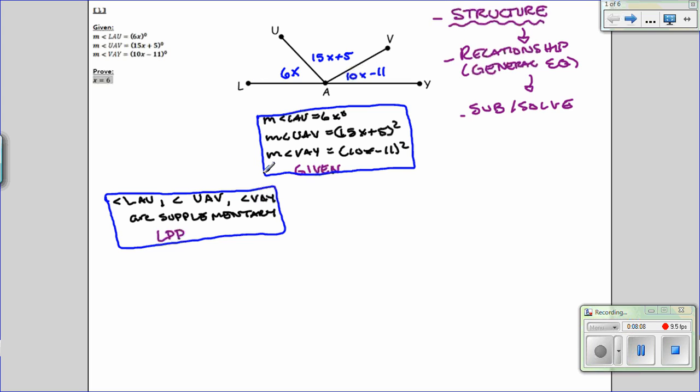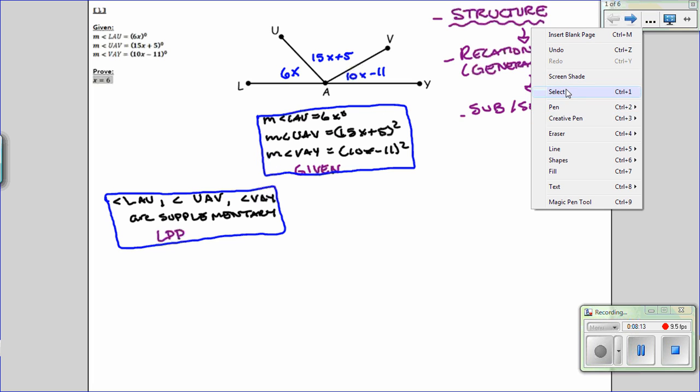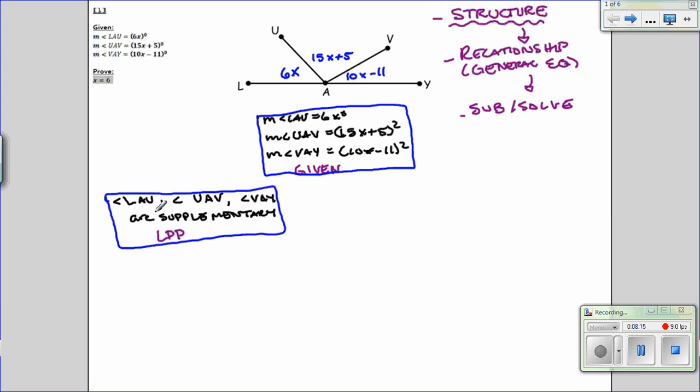Okay. Now that I've identified the structure, and that's given me a relationship to work with, I should now be able to extract this general equation.